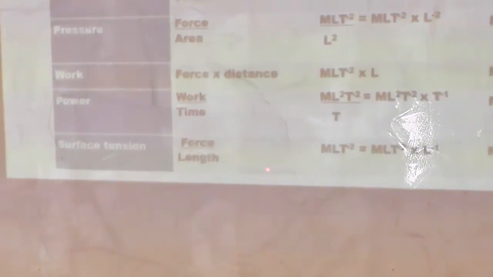Now comes surface tension. Surface tension is equal to force all over length. The dimension of force here is M L T raised to power minus 2. Length is L, so it is all over L. And the L here is going up, so it changes to power of minus 1. From there you have M L T raised to power minus 2 multiplied by L raised to power minus 1.